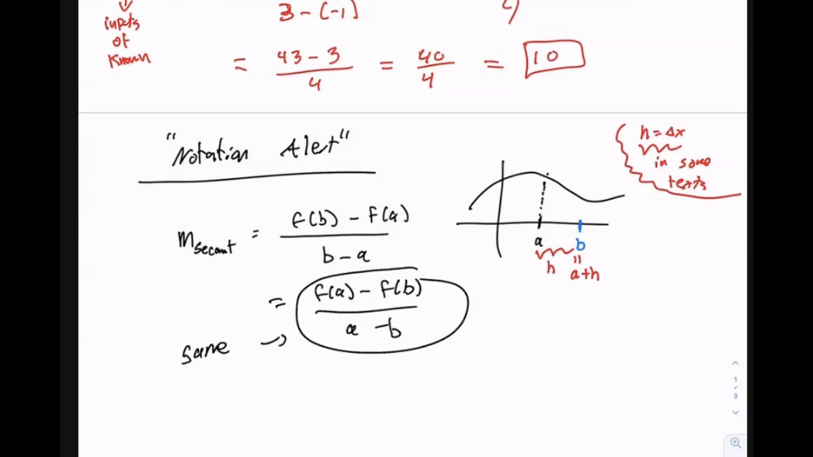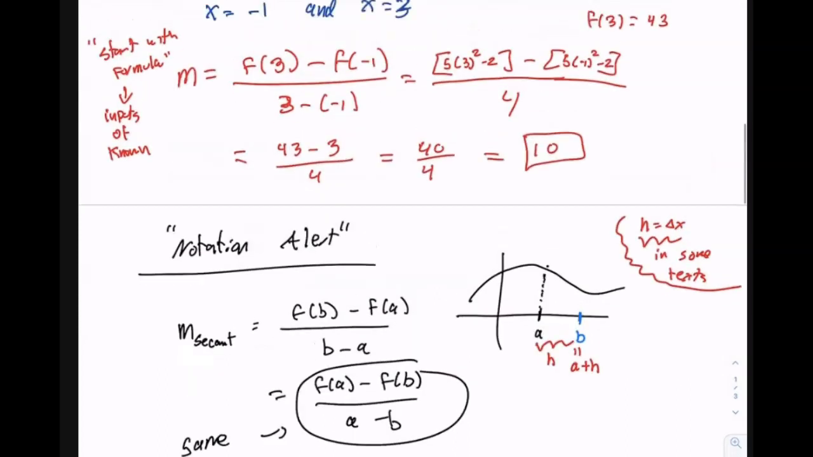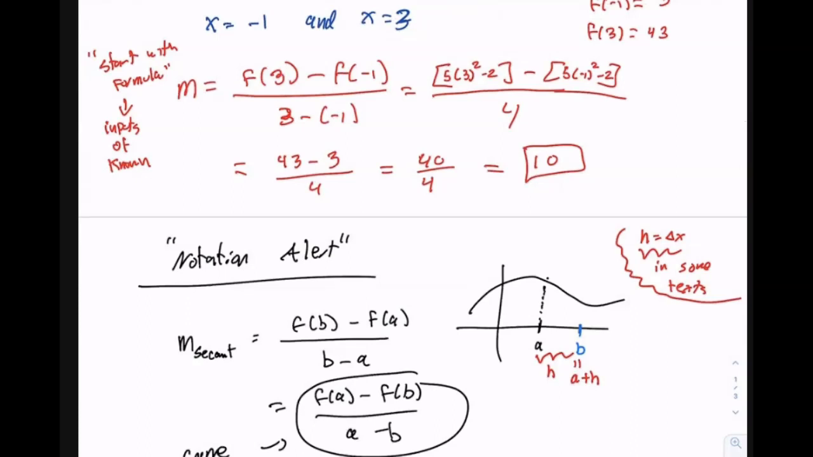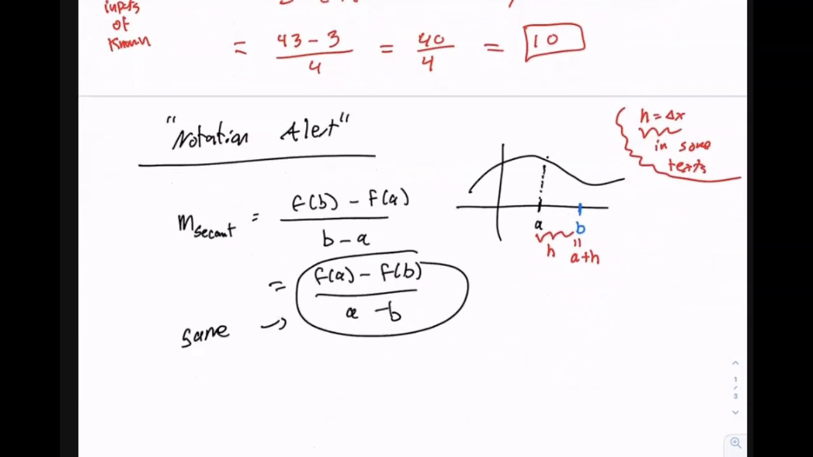Instead of just saying, here's my 2 points, let's focus on 1 point. Let's focus on this a, and we'll use another point that is h units away. So for example, in this problem, h was 4. So we started off at -1, and we found the secant with h equals 4. So -1, and then we use 3, which is 4 units away. Now I know that you're like, well, that doesn't seem practical, but trust me, when we get into tomorrow, it is very practical in what we do.